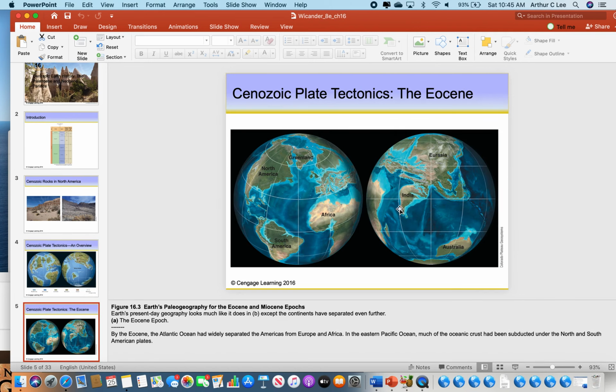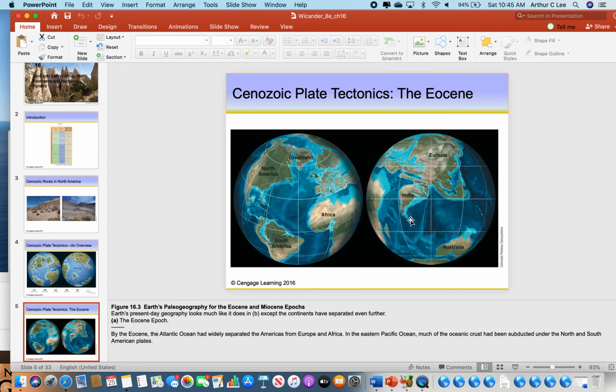Now let's take a look at the world during the Cenozoic. This is during the Eocene. That means during the middle part of the Cenozoic era. Notice that the Atlantic Ocean continues to widen. We start to form the Mid-Atlantic Ridge. This divergent plate boundary is so that North America moves farther and farther away from Greenland and Europe. South America moves farther away from Africa, so that the North Atlantic starts to widen. The South Atlantic starts to widen.